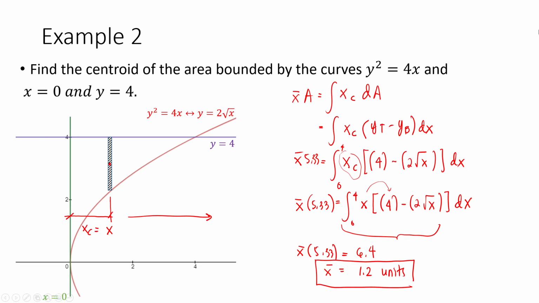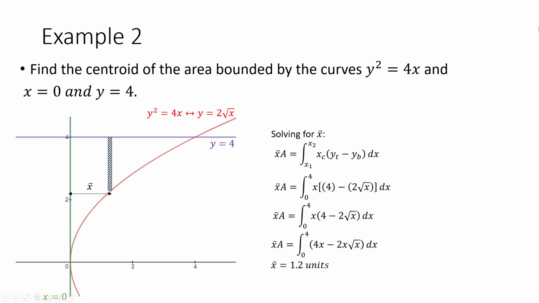Alright, so ano siya ang solution. So again, notice again that x sub c is just x distance. So di na siya bar x but x. Then y top becomes 4, y bottom becomes 2 square root of x.